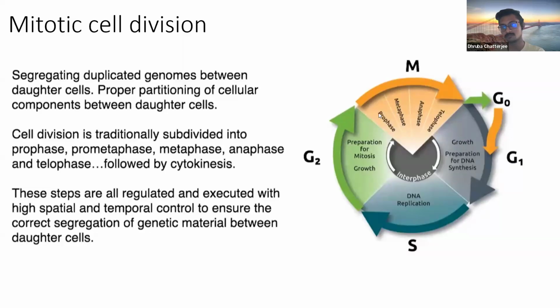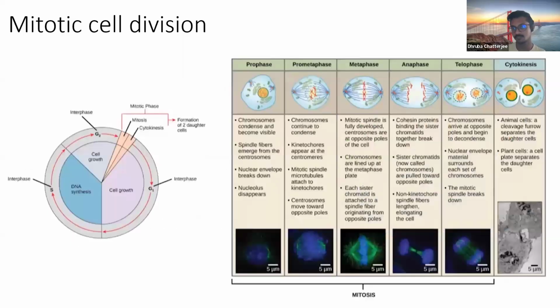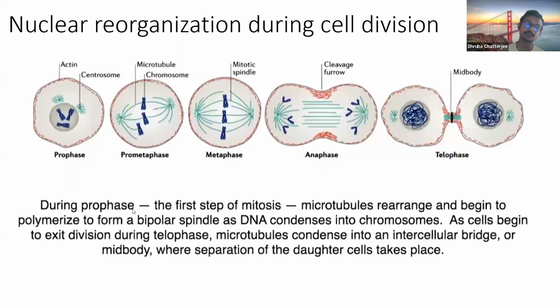Karyokinesis first has prophase, metaphase, or a transitional phase between prophase and metaphase, which is called the prometaphase, then anaphase and telophase, followed by cytokinesis, which gives rise to two equal daughter cells. That's why mitotic cell division is called the equational cell division, right?